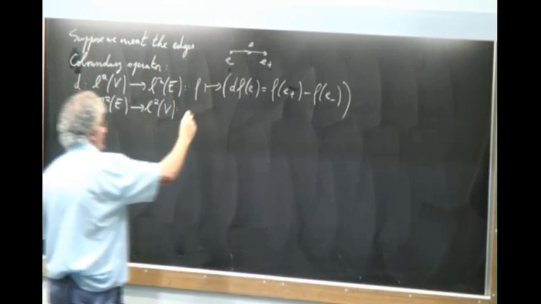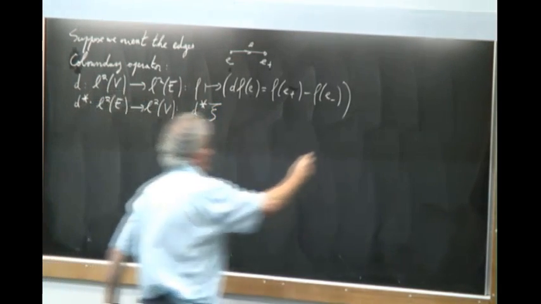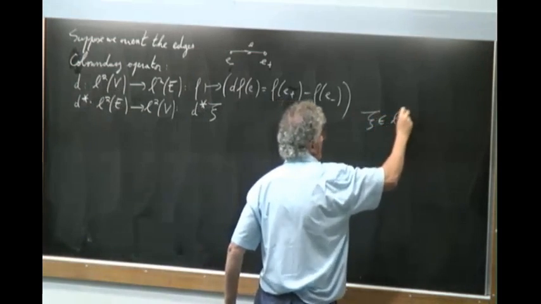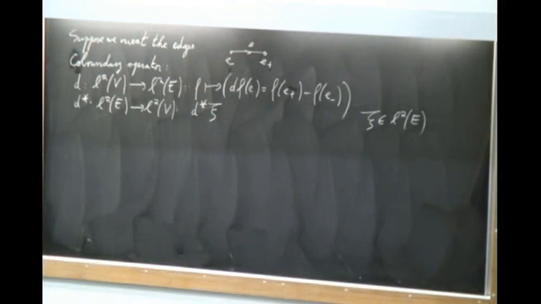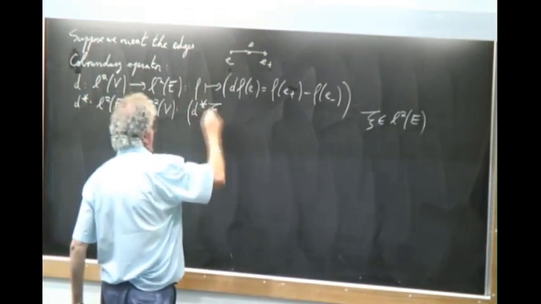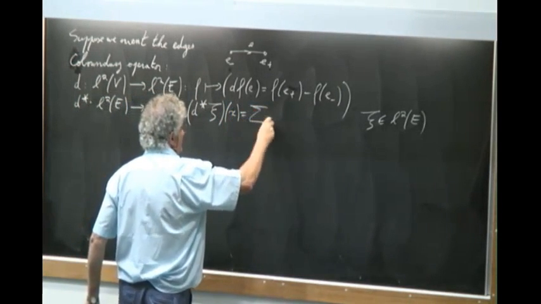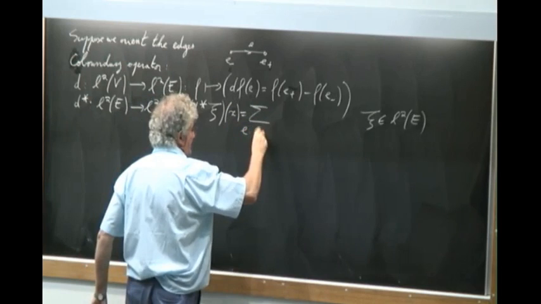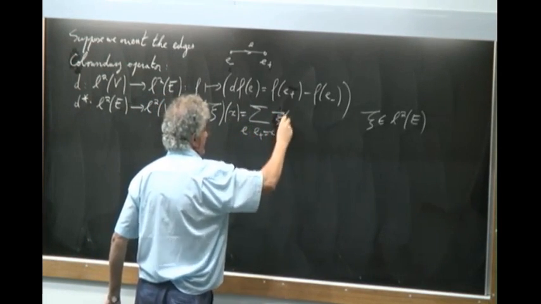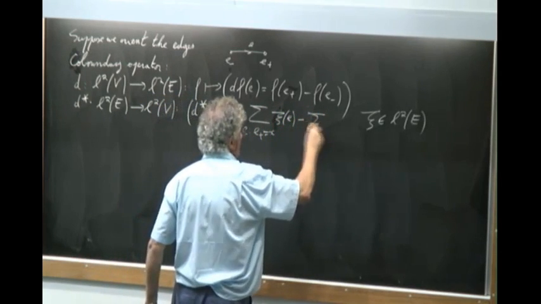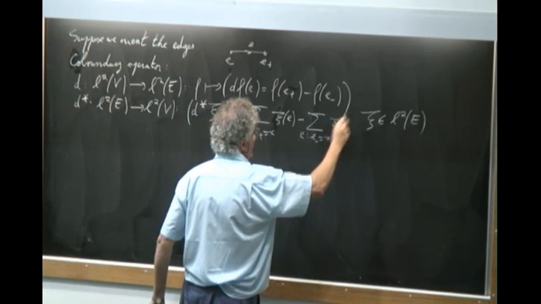And when you compute d star xi, so here xi is a function on edges. I was tempted to say a one form. So d star xi at say x, this will be the sum over edges E, such that E plus is x of xi of E, minus the sum over edges such that E minus is x of xi of E.